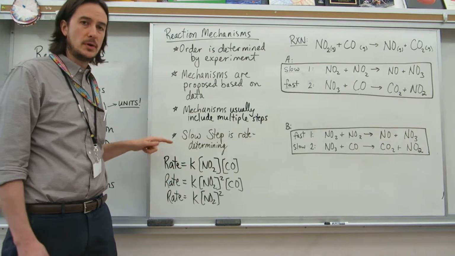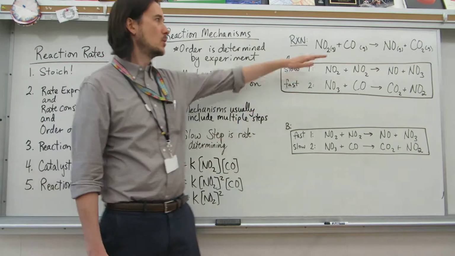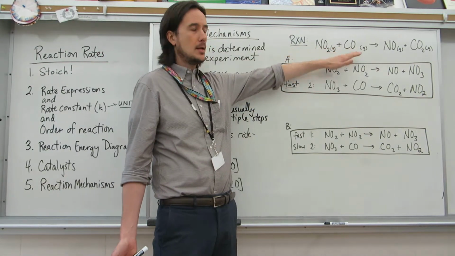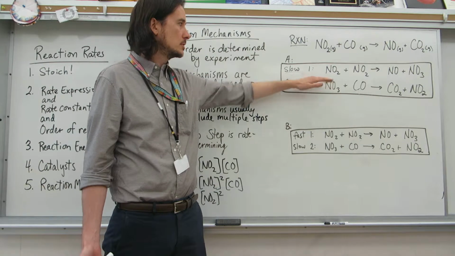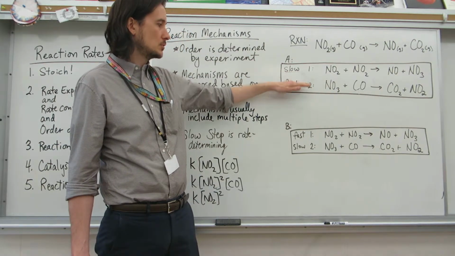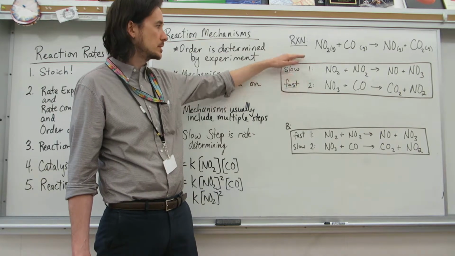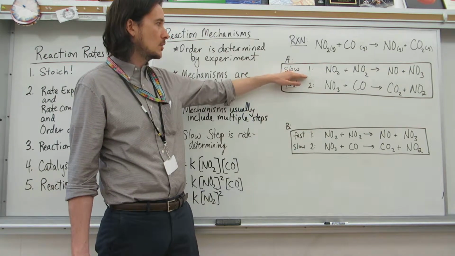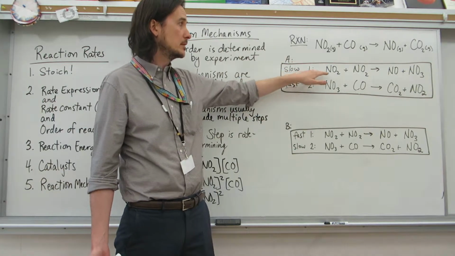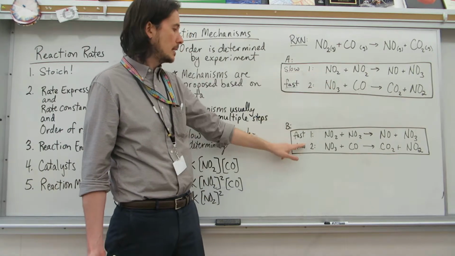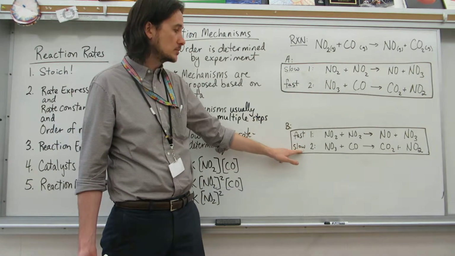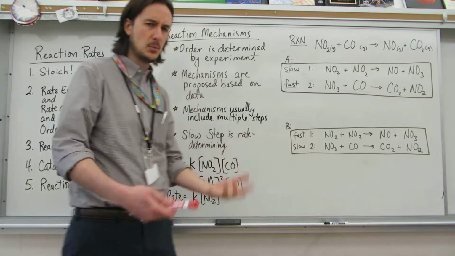So the slow step is the one that is rate determining. If it's only 1 step, then you wouldn't be worried about it. But if you have multiple steps, you want to know something about the slow step, and you want to know how to work this. So I've drawn up here 2 scenarios, scenario A and scenario B. In A, the slow step is the first step, and in scenario B, the slow step is the second step. And we'll look at those.